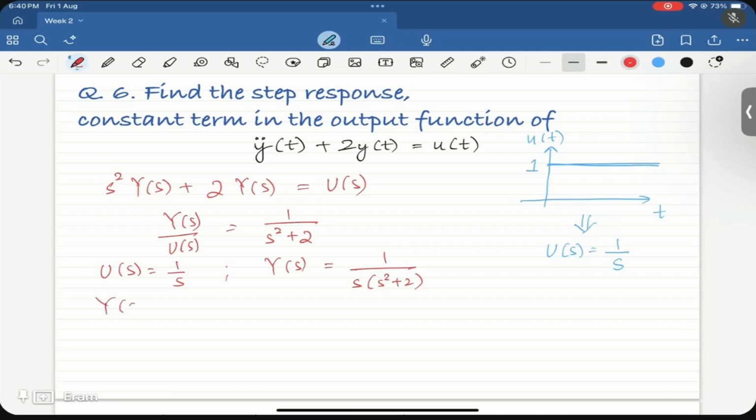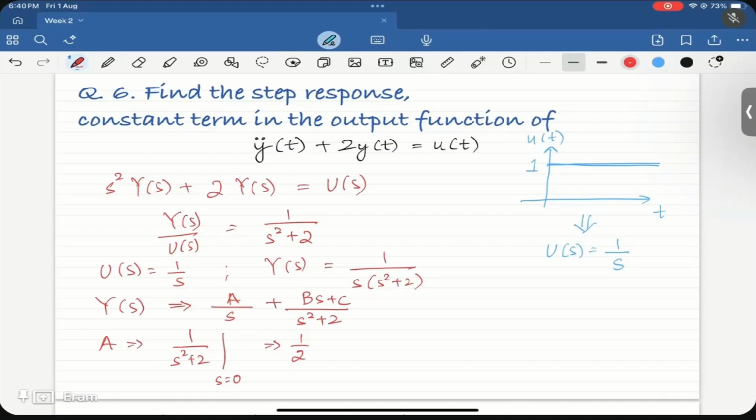So first, we will do the partial fraction of Y(s) as A/s + (Bs + C)/(s² + 2). Now we will calculate A as 1/(s² + 2) at s = 0, which will give us the value 1/2.